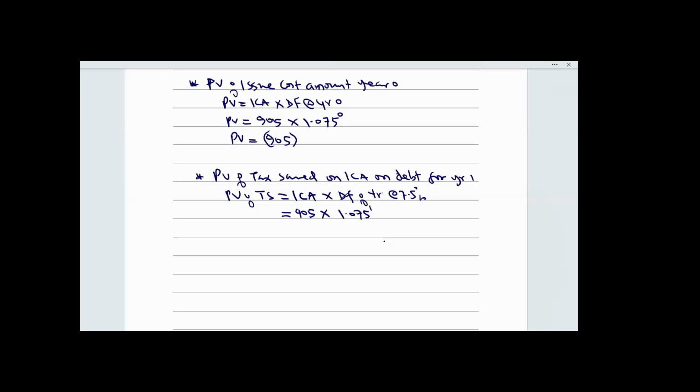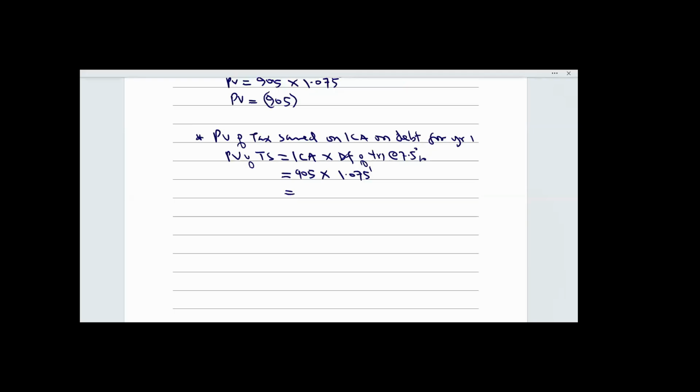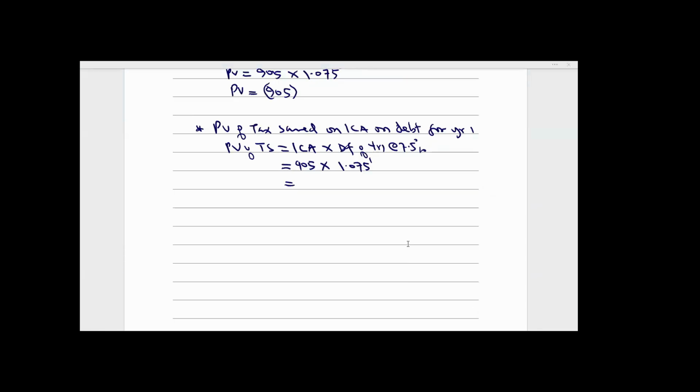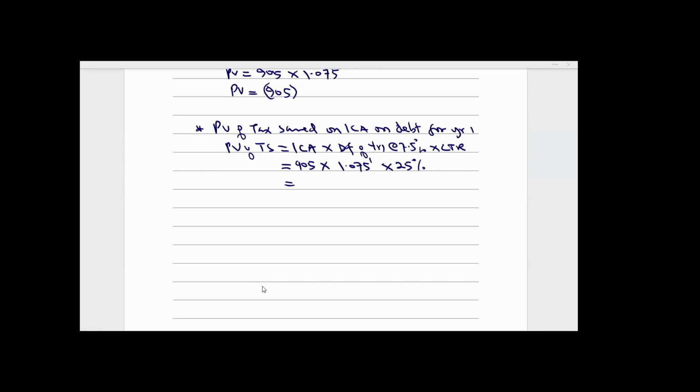What do we have here? 1.90, sorry, then multiply by, this is not complete. We are calculating tax saved, so you need to multiply with the company tax rate. Then multiply by the company tax rate, which is 25%. Therefore, this will give us 905 multiplied by 243. 243. Okay.